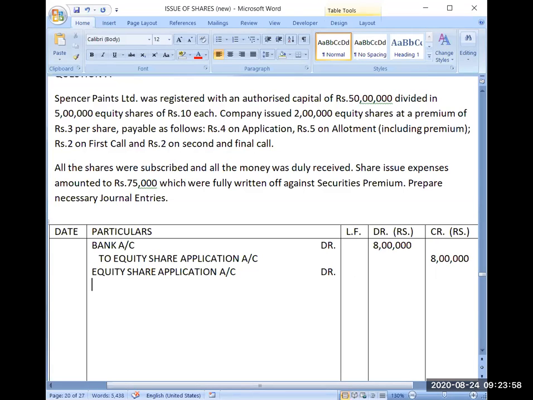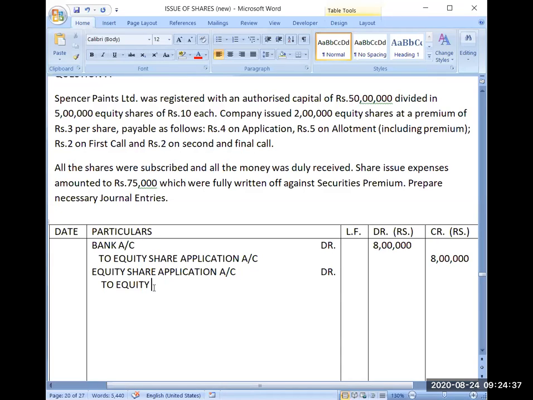Okay, one more point which I want to ask. The question has told that there is a premium of rupees 3 per share. Is any premium to be collected on application? Any premium has to be collected on application or not? Where you will collect that premium of rupees 3? Yes, very good. Correct answers. On allotment we will be collecting because it is specifically mentioned that on allotment you have to collect.